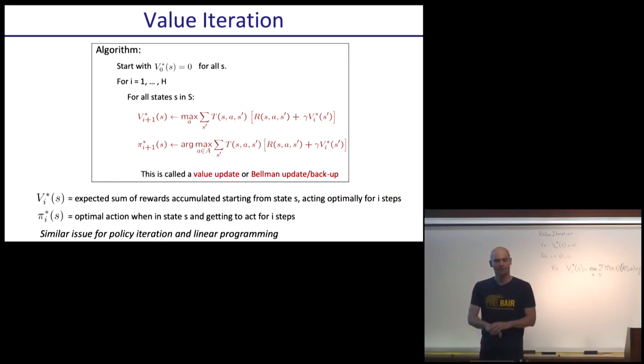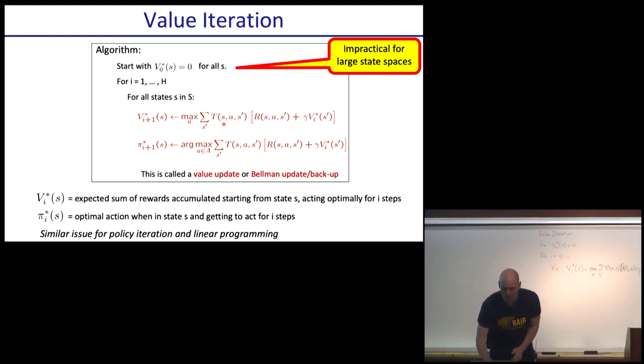In value iteration, we start with initializing V0 star for all states as equal to 0. Then we iterate. And for every state s, we find the value for one extra time step. So when we have i plus one time steps left to act, optimal value from state s is the max over all actions of, if we were to take that action, the expected reward you get instantaneously plus discounted value from that onwards for the remaining i steps. And the argmax gives us the policy, and this is called a Bellman update, a value update, the Bellman backup, and so forth. And it gives us the optimal expected sum of rewards that we can attain from a given state with i plus one steps left and optimal policy.